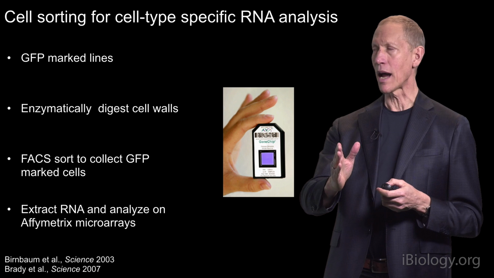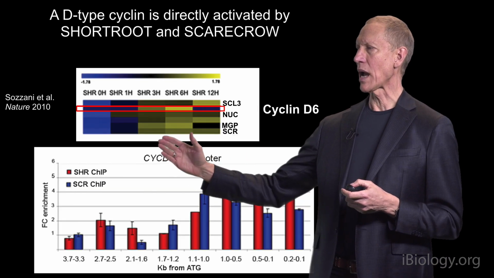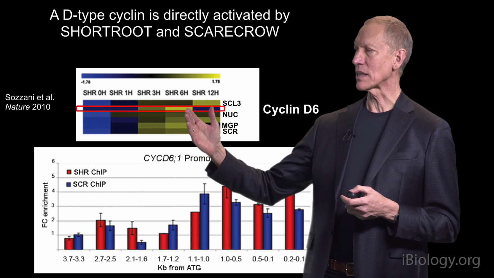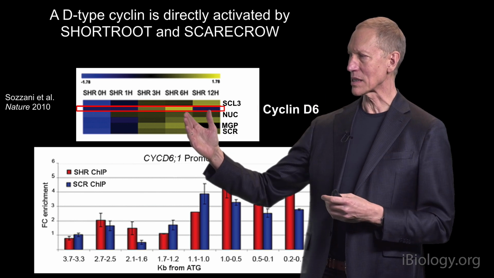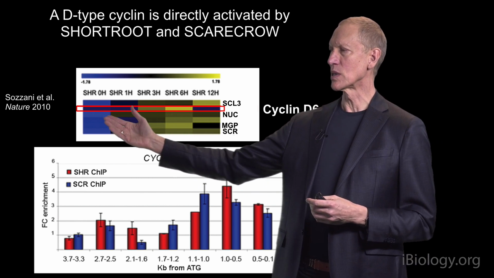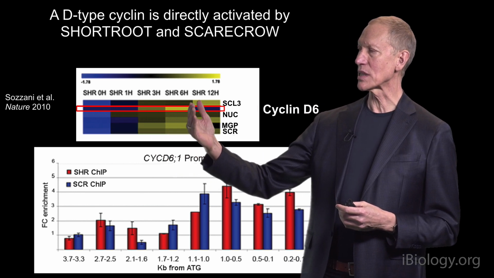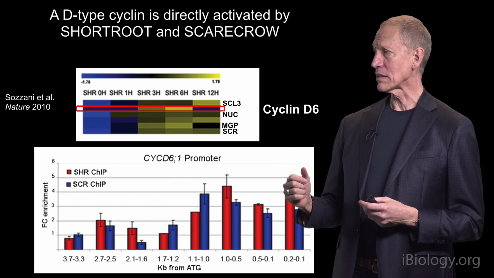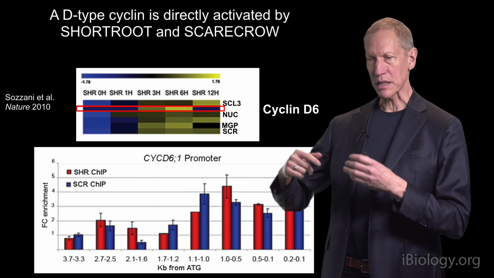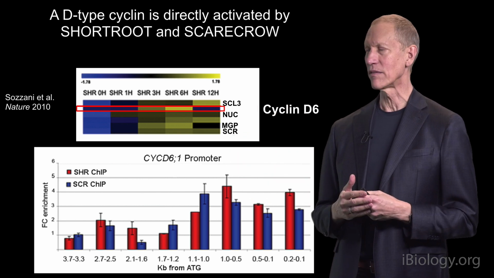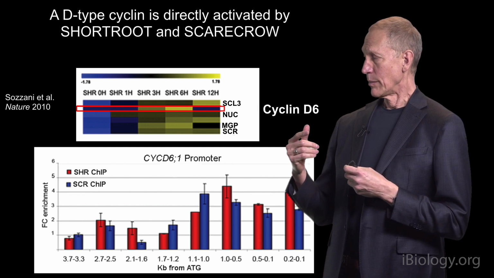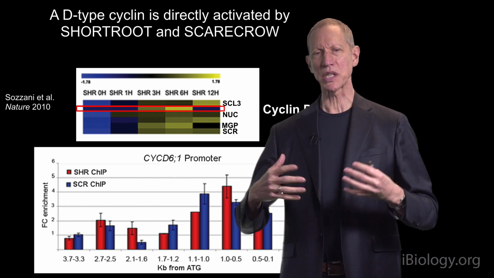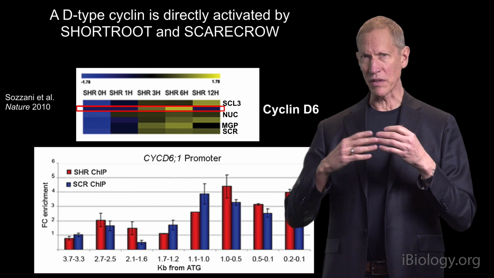And so we did this at different time points, and we looked at 1 hour, 3 hours, 6 hours, 12 hours, and we were looking for genes that became more expressed. In this case, yellow is more expressed, blue is less expressed, so that became more expressed just at the 6 hour period, and then perhaps went down afterwards. And we found genes that we expected, SCARECROW, because again, SHORTROOT turns on SCARECROW to make that positive feedback loop. But a gene that was surprising was Cyclin D6. Now, cyclins are part of the cell cycle machinery. There are lots of cells that are dividing in the root.